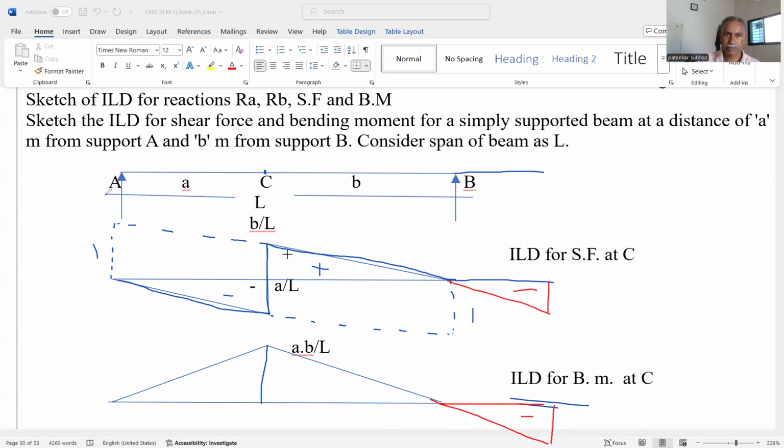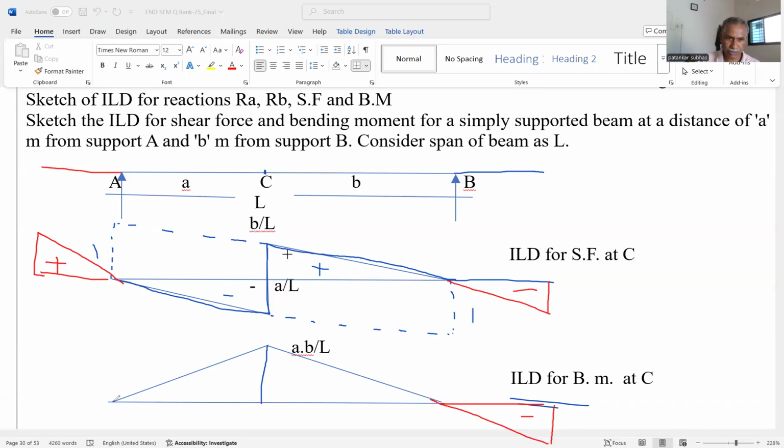In this way, if there is an overhang on both sides, you can extend this line, extend the slope of the shear force diagram. This is again positive. This is the shear ILD for the shear force if overhang on both the sides.